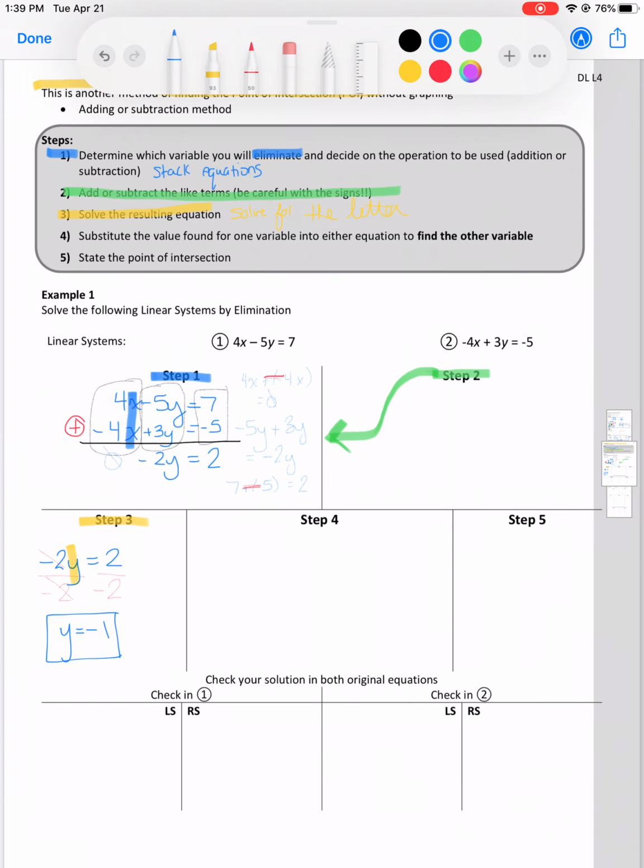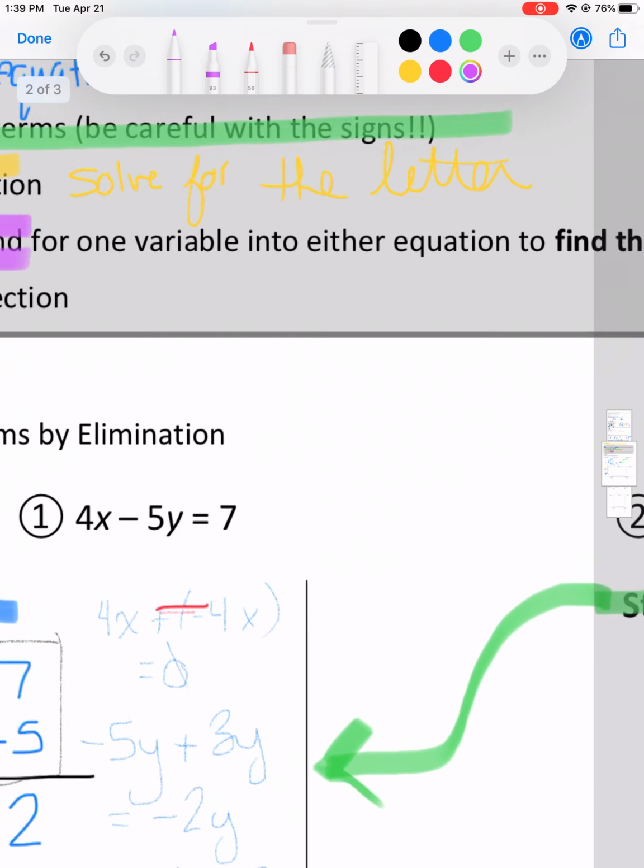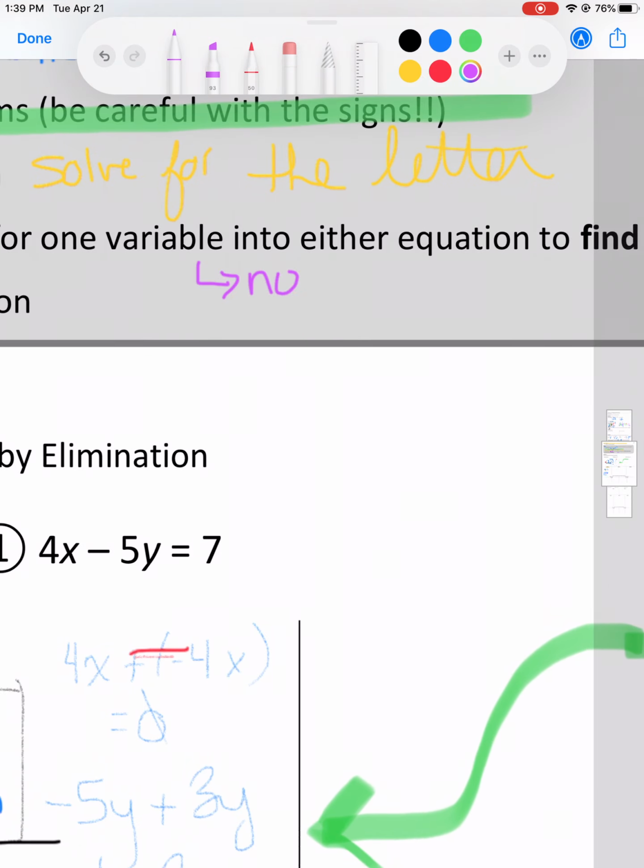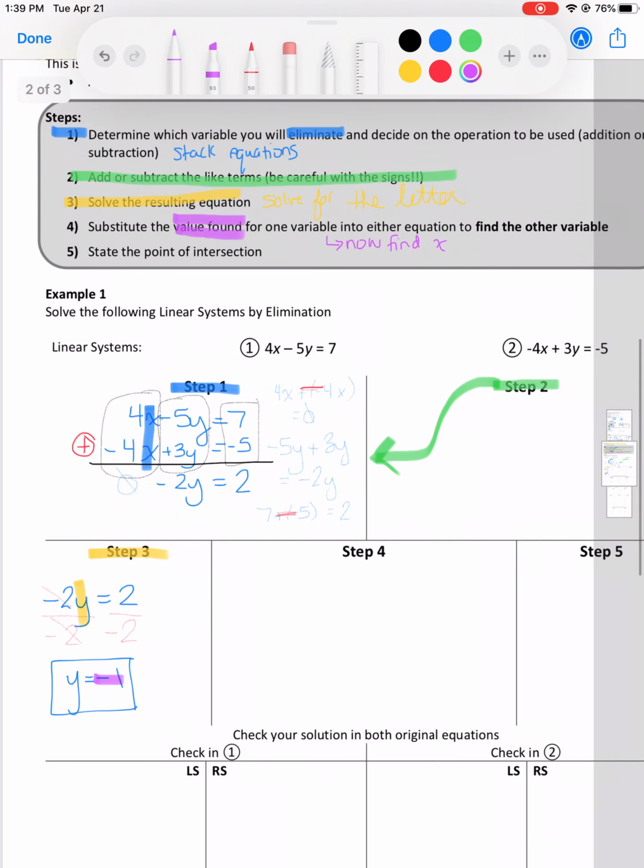Okay. Substitute the value found. So the value we just found is y is equal to minus 1, for one variable into either equation to find the other variable. So we just found y. So what this is saying is now find x. It doesn't matter which equation you use. Okay? Either equation. Doesn't matter.